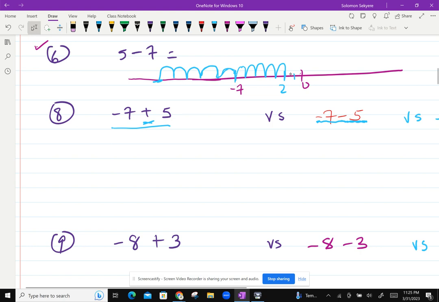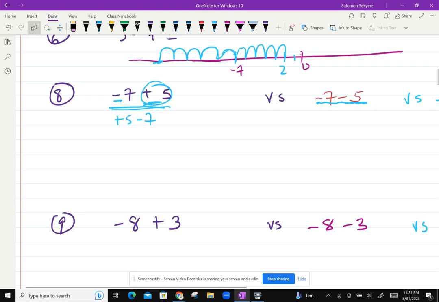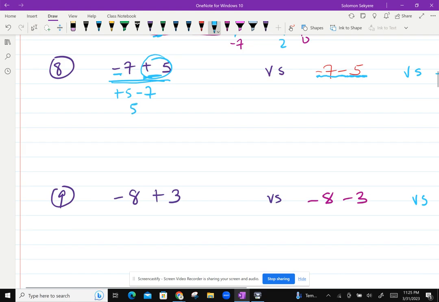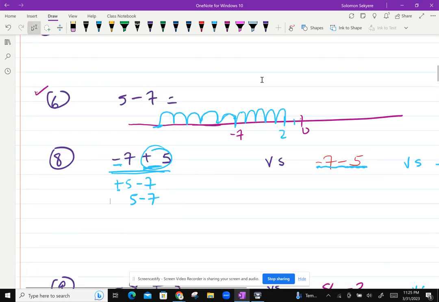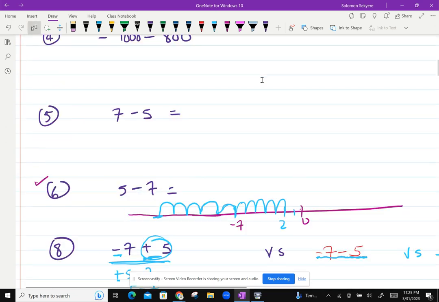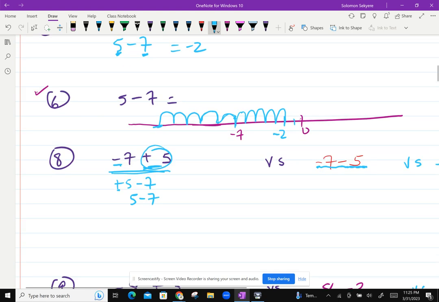So how do you do this without always going to the number line? If you have negative 7, it's a negative number, and we are adding, write this first, right? Plus 5 minus 7, which is the same as 5 minus 7. You don't write that plus sign. So you write your positive number first. We know 7 minus 5 is 2. So what if we do 5 minus 7? We are subtracting a bigger number from a smaller number. Okay, negative 2. See, that's what we did over here.